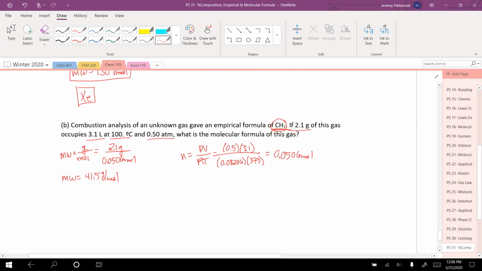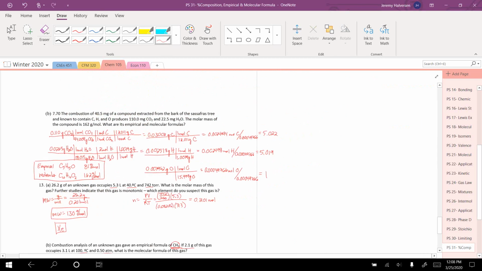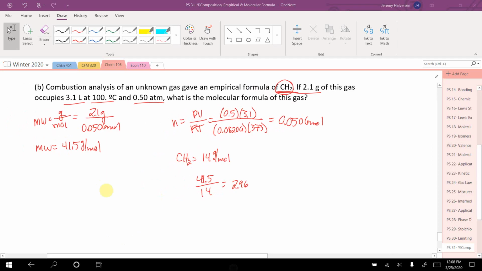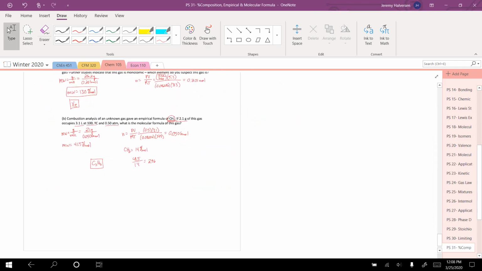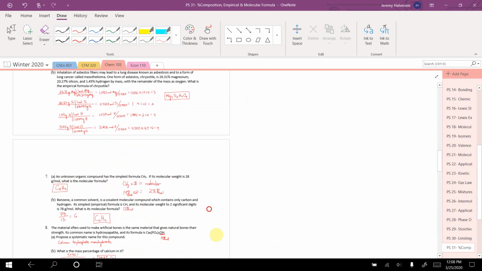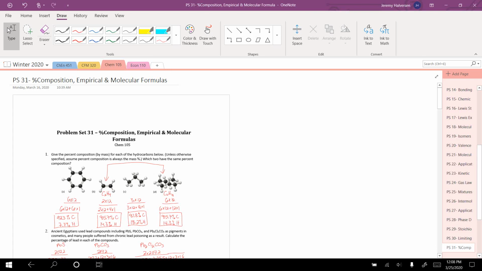Okay, well, what is the molecular weight of this CH2? Oops. So CH2 is going to be 14 grams per mole. So that 41.5 divided by 14 gives me 2.96. So I need to multiply the CH2 by 3, which would give me C3H6. Okay, that's a beefy problem set about combustion analysis, about empirical formulas, and about percent composition.